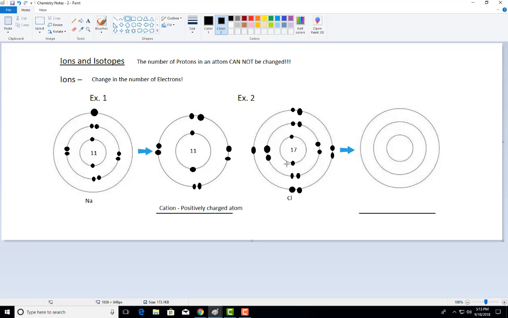All right, so if you look at it, it's got a full shell, and this outer shell, what do you think? Is it going to take 1 or lose 7? Well, it's obviously going to take 1 from someplace, right?